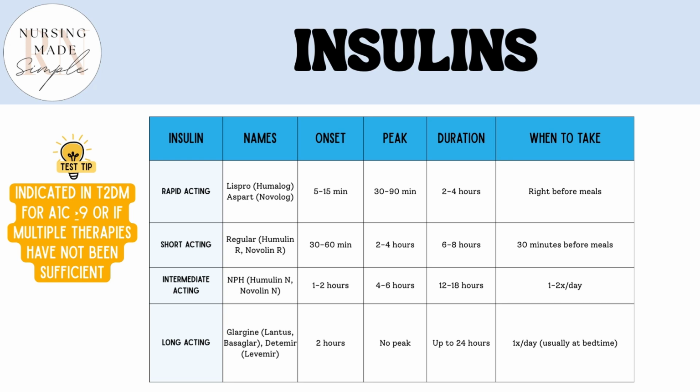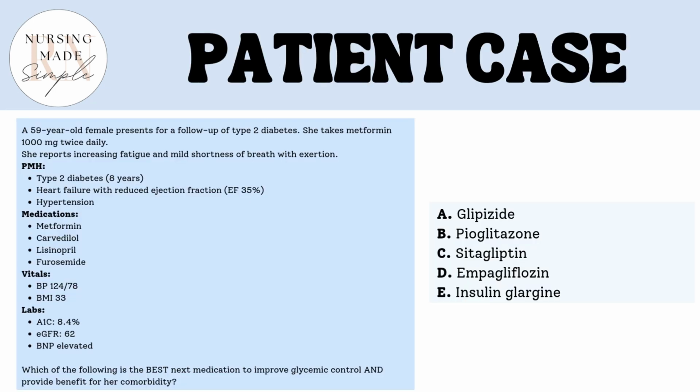Intermediate acting insulin onsets within 1 to 2 hours, peaks within 4 to 6, and its duration is about 12 to 18 hours. This is done typically 1 to 2 times per day, depending on the patient. And then long acting insulin, also known as basal insulin, typically we use at nighttime for those patients who we are starting on insulin who have that hemoglobin A1C greater than or equal to 9. It has an onset of 2 hours. It does not have a peak, and its duration lasts for up to 24 hours. This is done once per day, typically at bedtime.